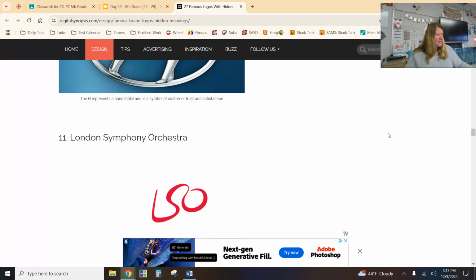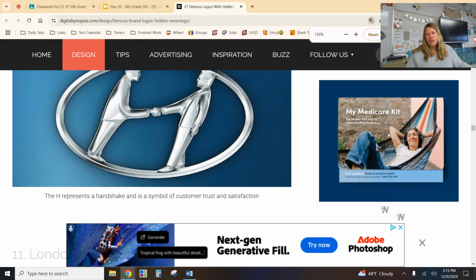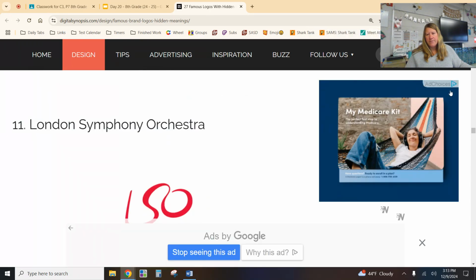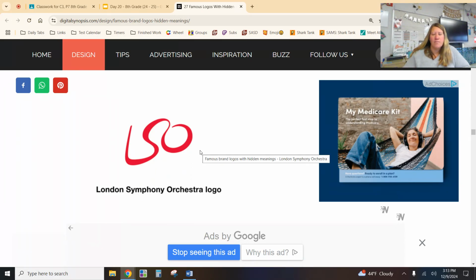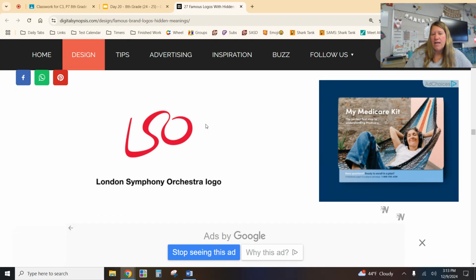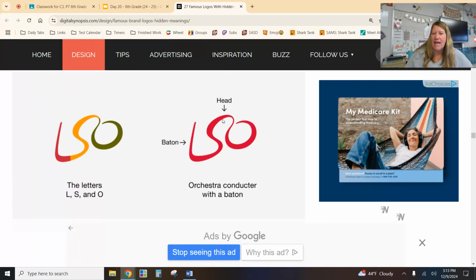Now, this one is interesting. This is the London Symphony Orchestra. I'm going to make this a little bit bigger. Okay. So some people see different things. London Symphony Orchestra. Some people are going to see the L, the S, and the O. And then some people are going to see a person conducting the orchestra. So you have your head, you have the baton, and they are conducting.